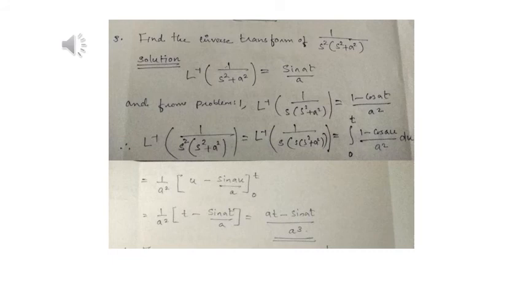So again s multiplied with this 1 by s into s square plus a square, that is L inverse of 1 by s square into s square plus a square, which is L inverse of 1 by s into 1 by s square plus a square. That is taking the integral, that is integral 0 to t 1 minus cos au by a square du. That is integral 0 to t f of u du. Okay, so instead of f of u we are having 1 minus cos au by a square. So on integrating we will get 1 by a square into u minus sine au by a, and after giving limit we will get at minus sine at by a cube.